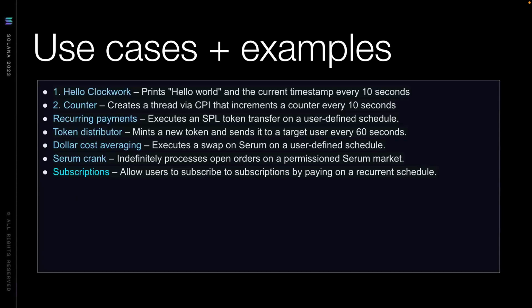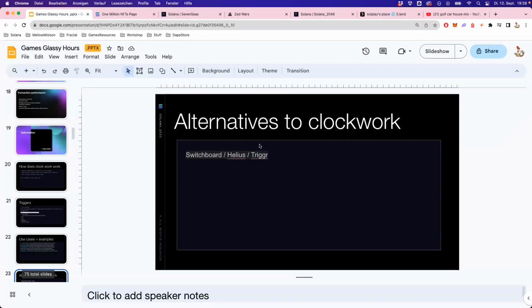Here's a bunch of use cases: recurring payments. You can use it to distribute tokens. You can use it to stake NFTs and pay out tokens. And here are some alternatives to Clockwork. There's Switchboard, Helius, and Trigger. Actually, I met them at the Berlin Hacker House again. They are also building an automation solution. And Switchboard has a feature called functions, which can also be used for that.